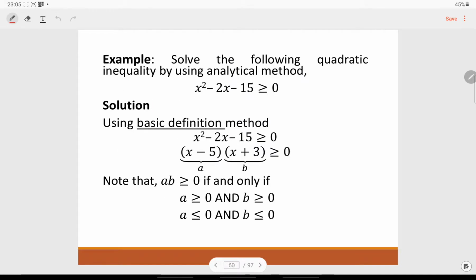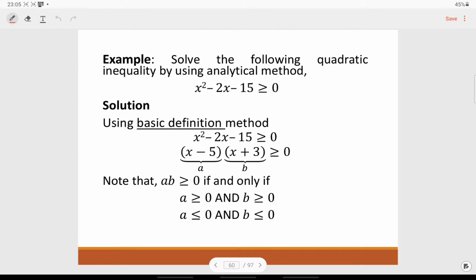Now we consider the following example. Solve the following quadratic inequality by using the analytical method. So that is the question. Previously we used the graphical method. Now the question asks you specifically to use the analytical method. That means you cannot use the graphical method in order to solve this inequality.